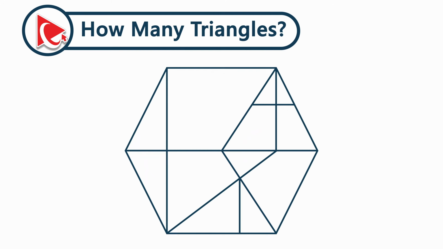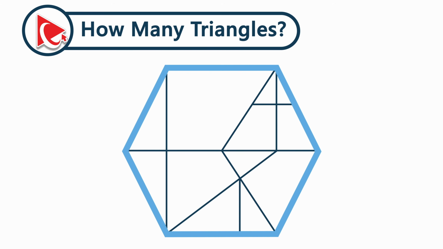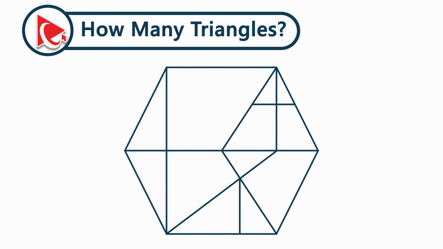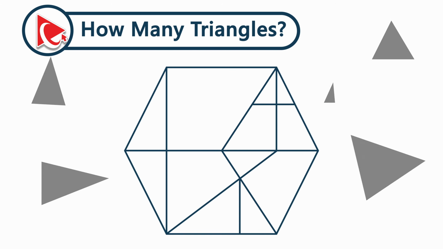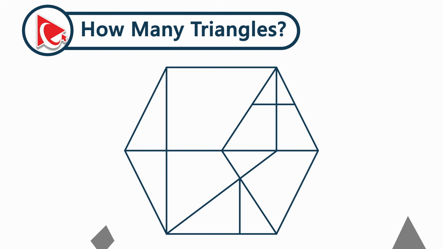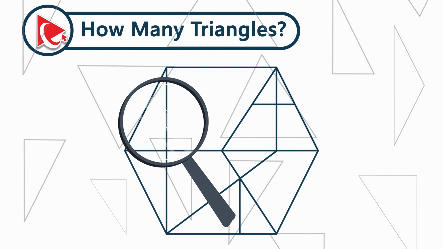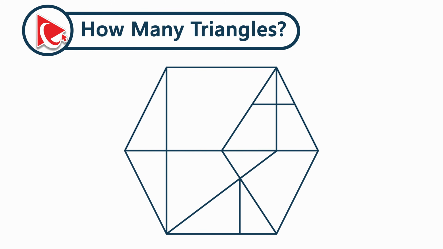You're presented with an amazingly cool looking hexagon. The hexagon has other simple shapes inside. It has lines, it has triangles, it even has something that looks very close to a diamond. And your goal is to determine how many triangles this hexagon has. Easier said than done, right?